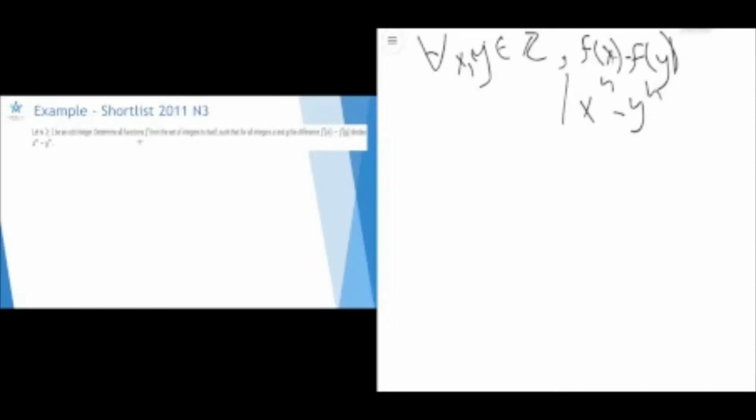So maybe we just try having one of them be 0. So f of x minus f of 0 divides x to the n. Well, that's not too helpful, right? And it turns out anything we try to do in this direction, we can't find f of 0. However, there's something really important to notice.